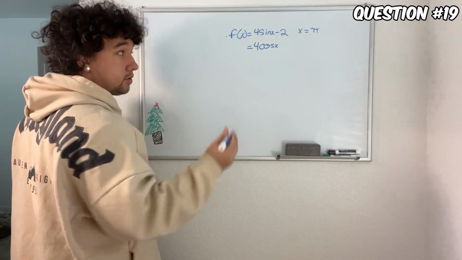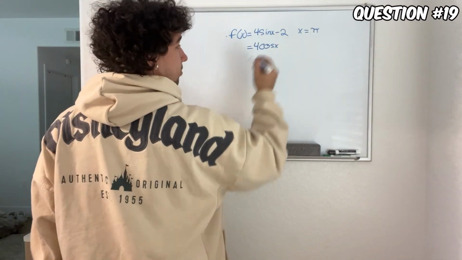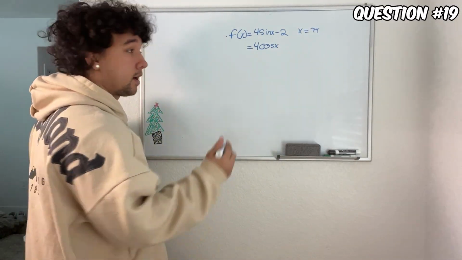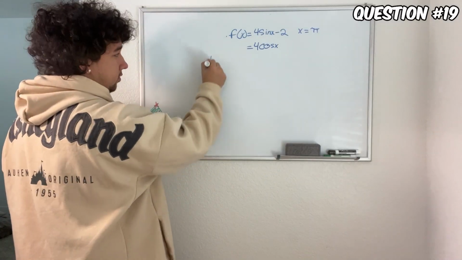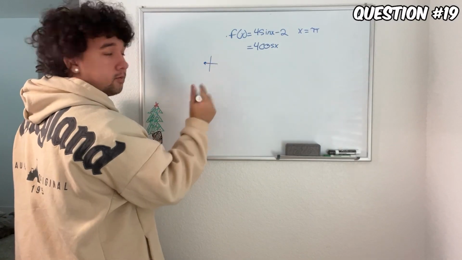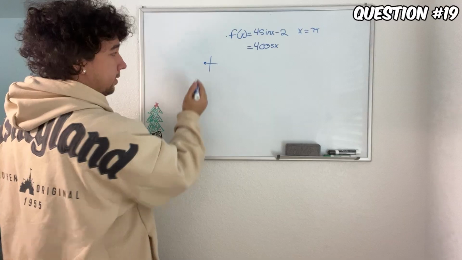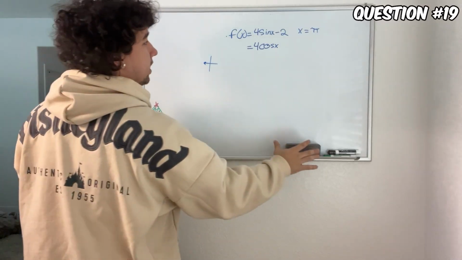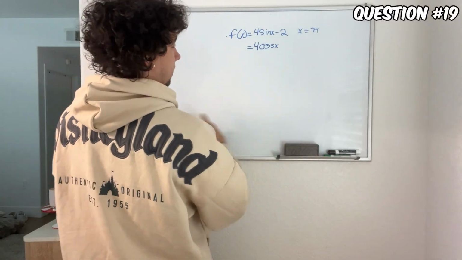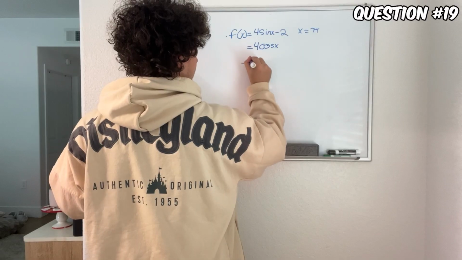Cool. But remember, this is just the key, so I have to plug in pi. Well, what is the cosine of pi? Pi is over here. Right there, right? Well, cosine is my x values. It's a unit circle, so this is going to be -1. So 4 times -1 is -4. So my slope is -4.